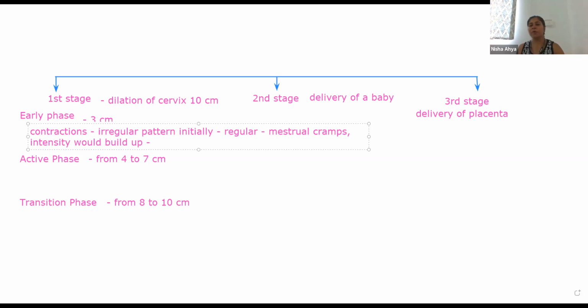Here, what you're going to look for is if your contractions are now following the regular pattern. If the contractions from irregular are becoming regular and more intense, then that is a sign you are in early phase. And the contractions may repeat between 5 to 30 minutes.